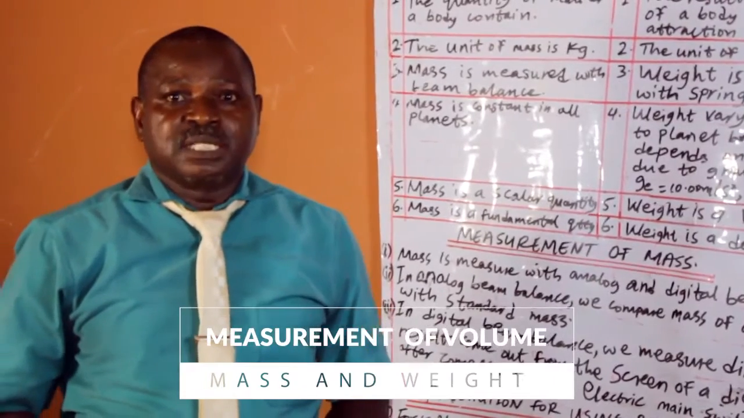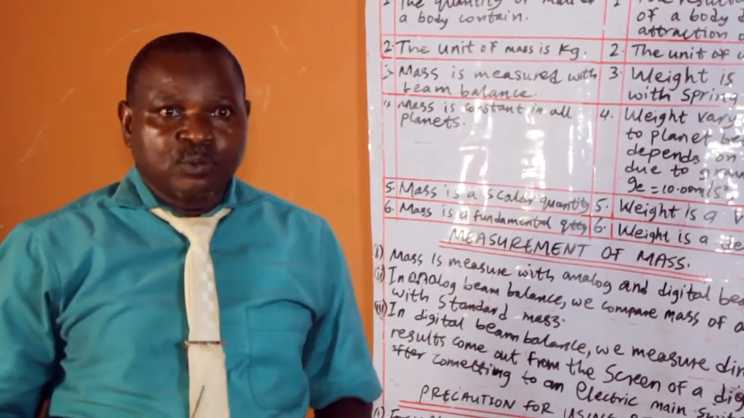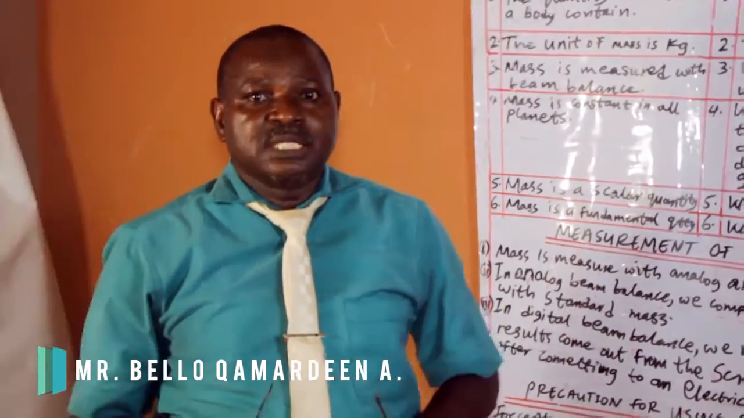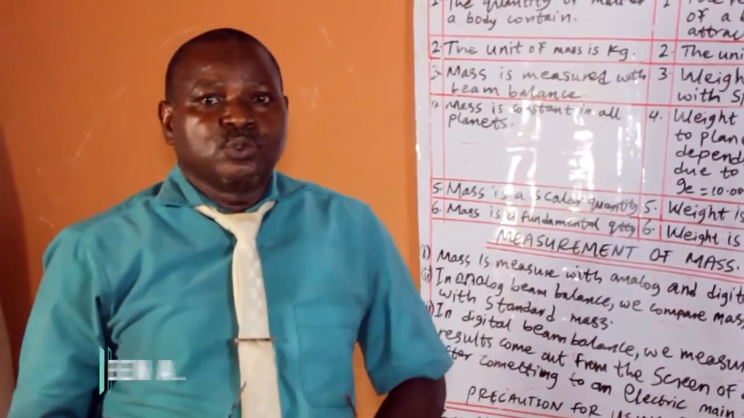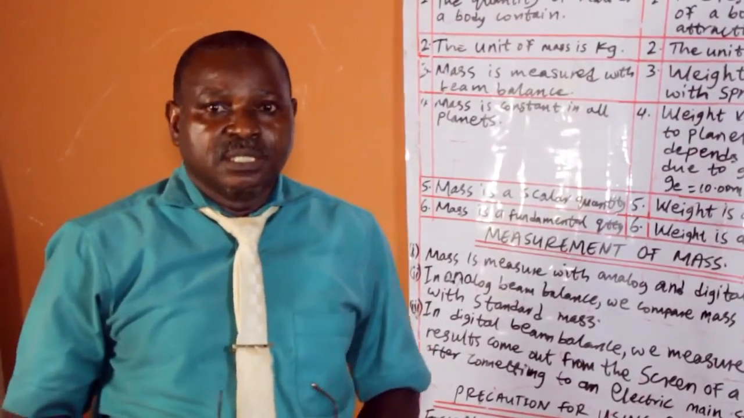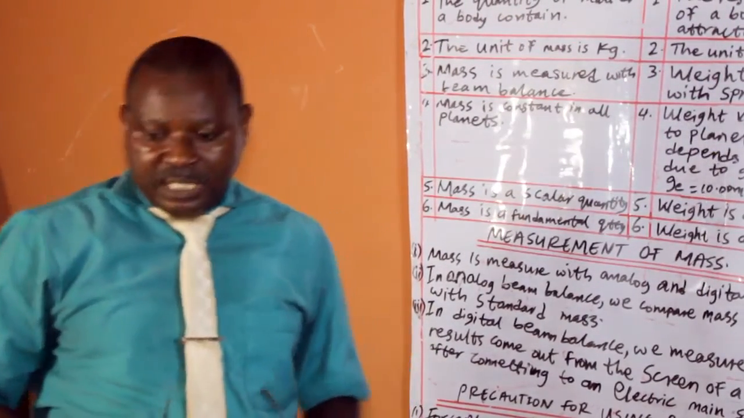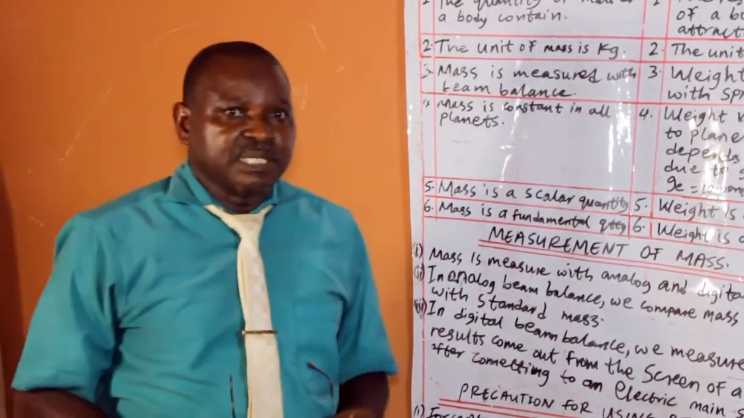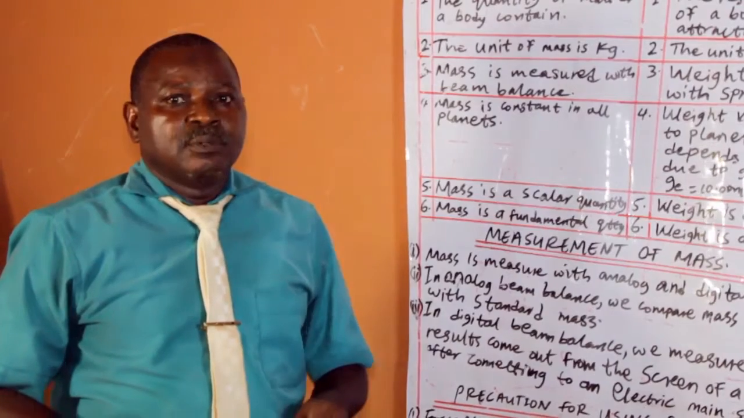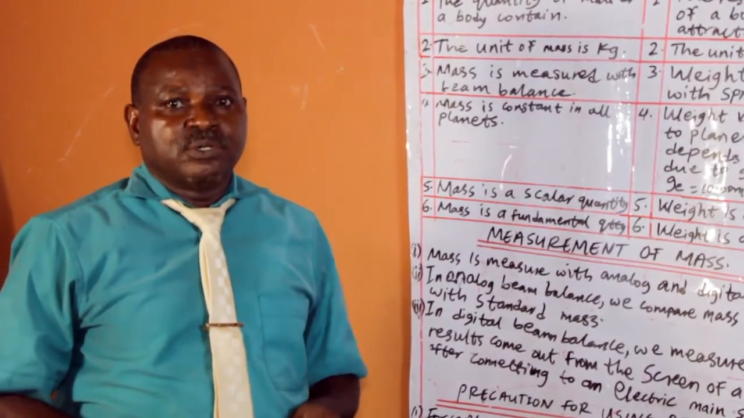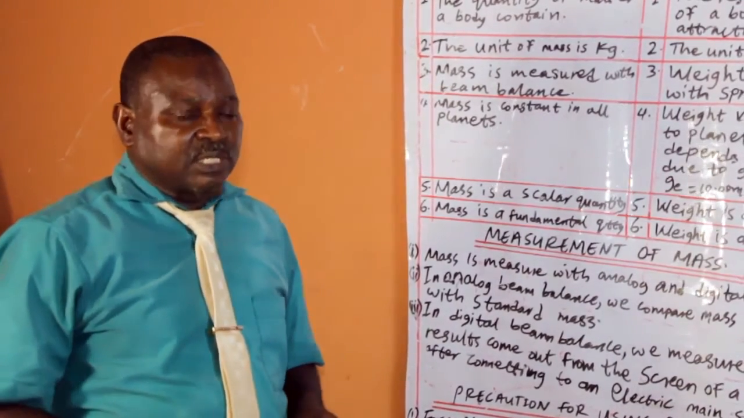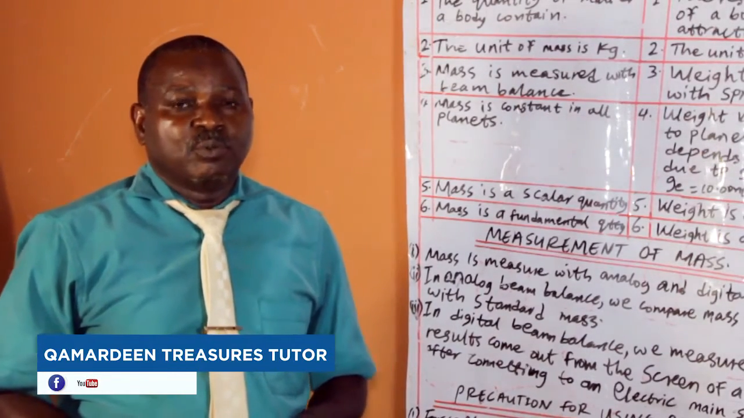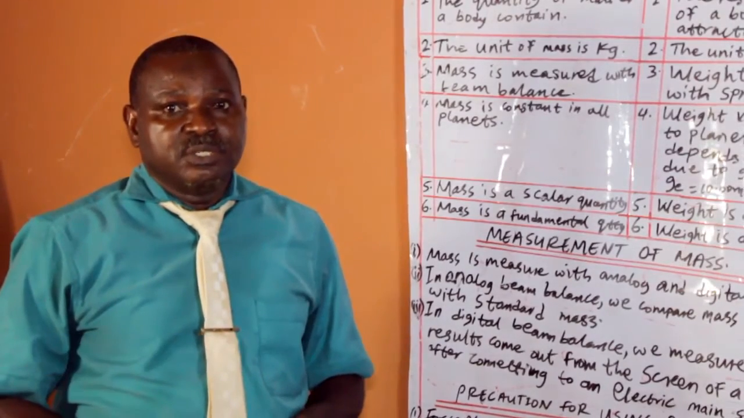Mass is the quantity of matter a body contains, while weight is the force or pull with which earth attracts a body toward the center of the earth. And there are differences between mass and weight. 1. Mass is the quantity of matter a body contains, while weight is the resultant effect of a body due to earth attraction on it. 2. The unit of mass is kilogram, while the unit of weight is Newton.